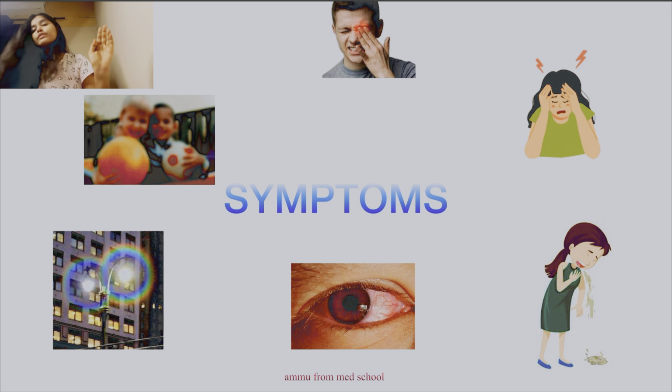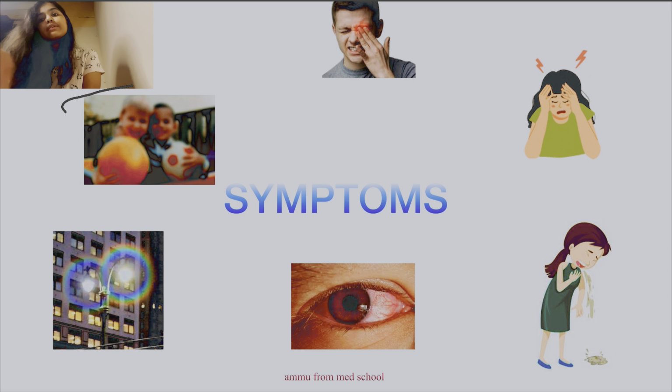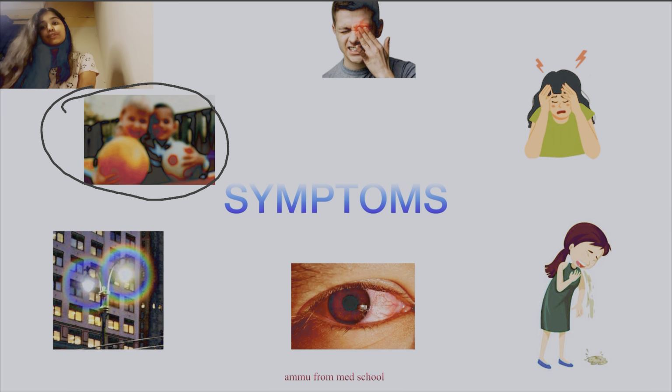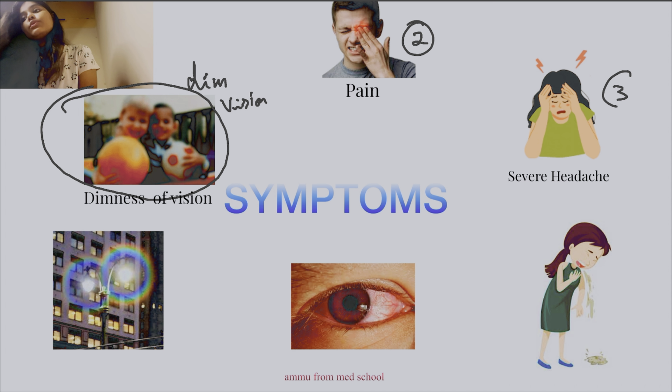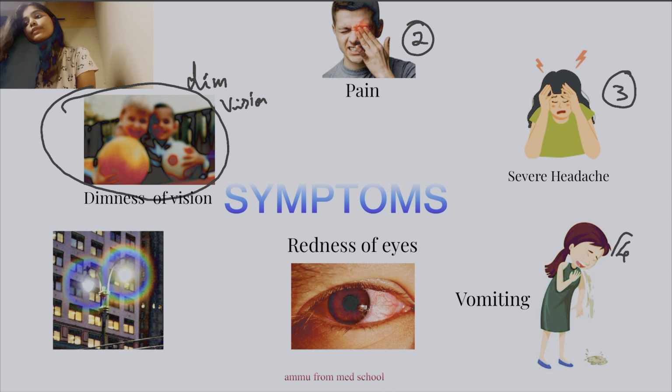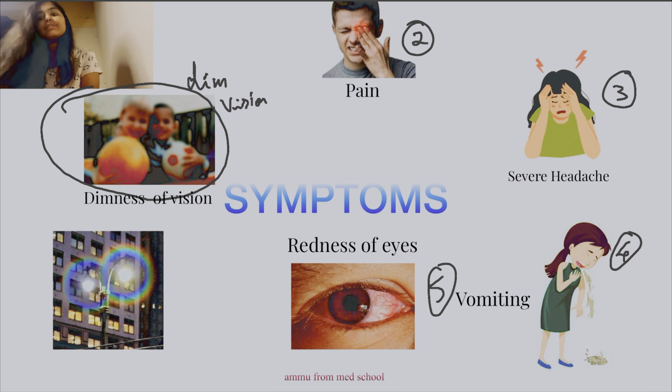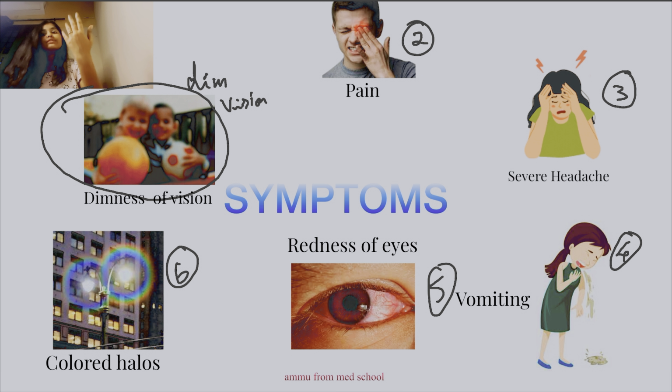If you see the first picture in the left upper corner at approximately 11 o'clock position, you can see a dim image. What does it say? Dimness of vision. Second, pain in your eyes. Third, severe headache. You have vomiting, you have redness of the eyes, and most important, colored halos. Colored halos means there's a white light, and around the white light you see the Vibgyor color, that is the rainbow color. So why is it happening? Ask yourself.